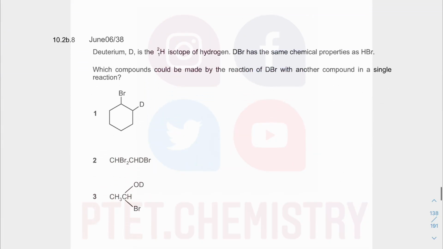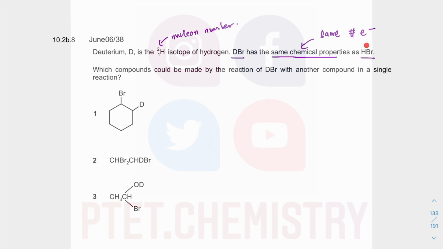For this next question, you have deuterium. Deuterium is hydrogen-2, meaning that is the nucleon number of the hydrogen. So what we have is DBr, which has the same chemical properties as HBr, because of the same number of electrons. Chemical property is to do with the number of electrons. You only have a difference in the number of neutrons. Neutrons are uncharged. Neutrons are in the nucleus.